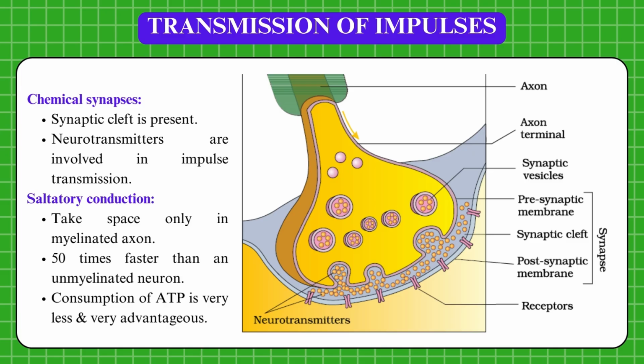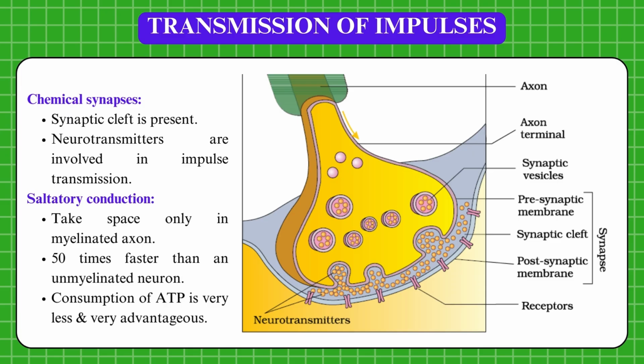When the impulse arrives at the axon terminal, it stimulates the movement of synaptic vesicles towards the presynaptic membrane with the help of calcium ions, where they fuse with the plasma membrane and release neurotransmitter in the synaptic cleft. The released neurotransmitters bind to their specific receptors present on the postsynaptic membrane. The binding opens the ion channels, allowing the entry of ions which generate a new potential in the postsynaptic neuron. The new potential developed may be either excitatory or inhibitory.